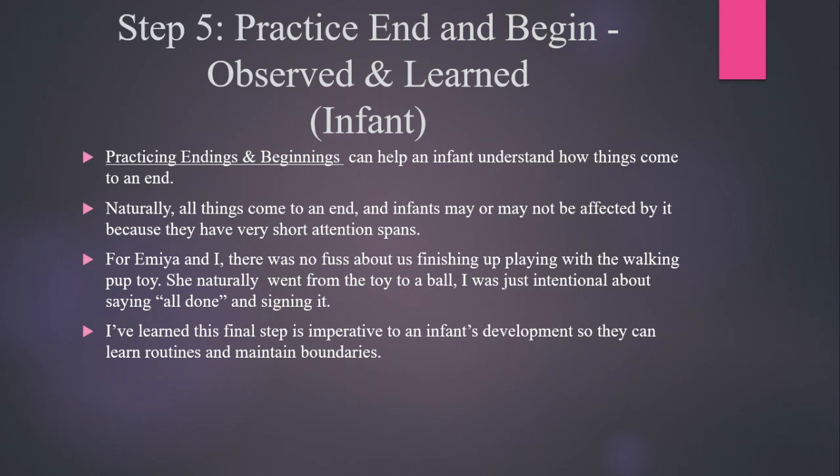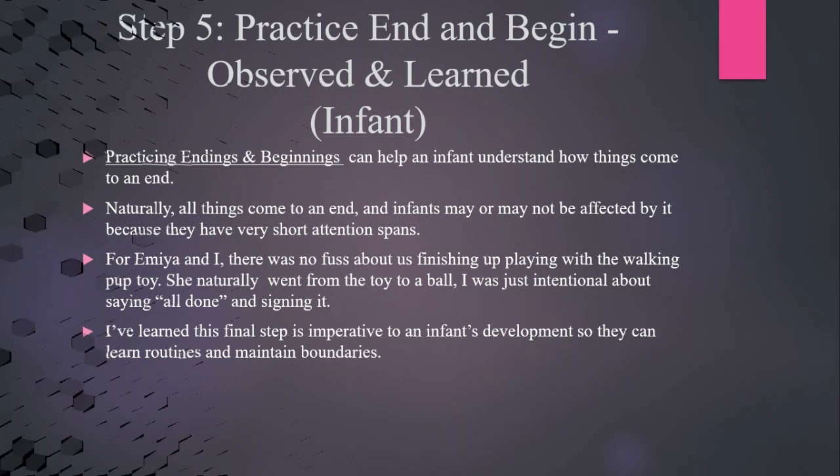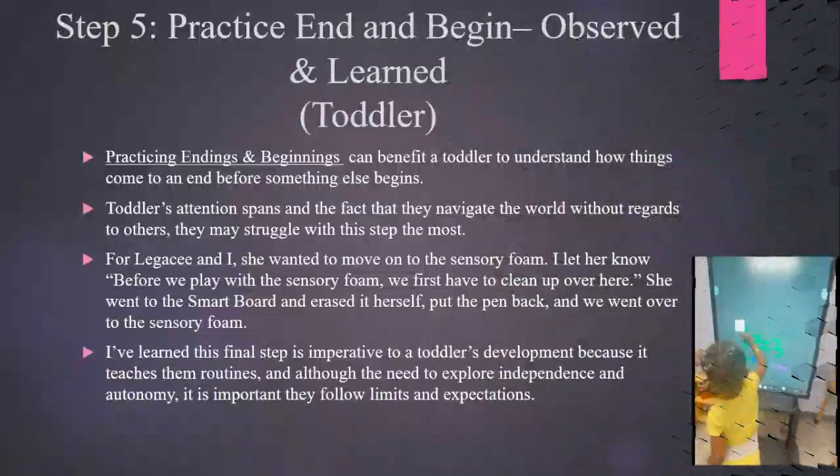And I was like, "Look, Imaya," and I pushed the walking pup toy back against the wall and said all done, just so she can know that we were done with it, and that we're moving on to something else. But once again, an infant's attention span is very short, so she was done with it anyway. But it's still very important because it can teach a routine, a pattern, right? In step 5, practice endings and beginnings, observe and learn with a toddler, this step can benefit a toddler. I'm not going to say the most, but greatly, because that routine is essential in a toddler's age.